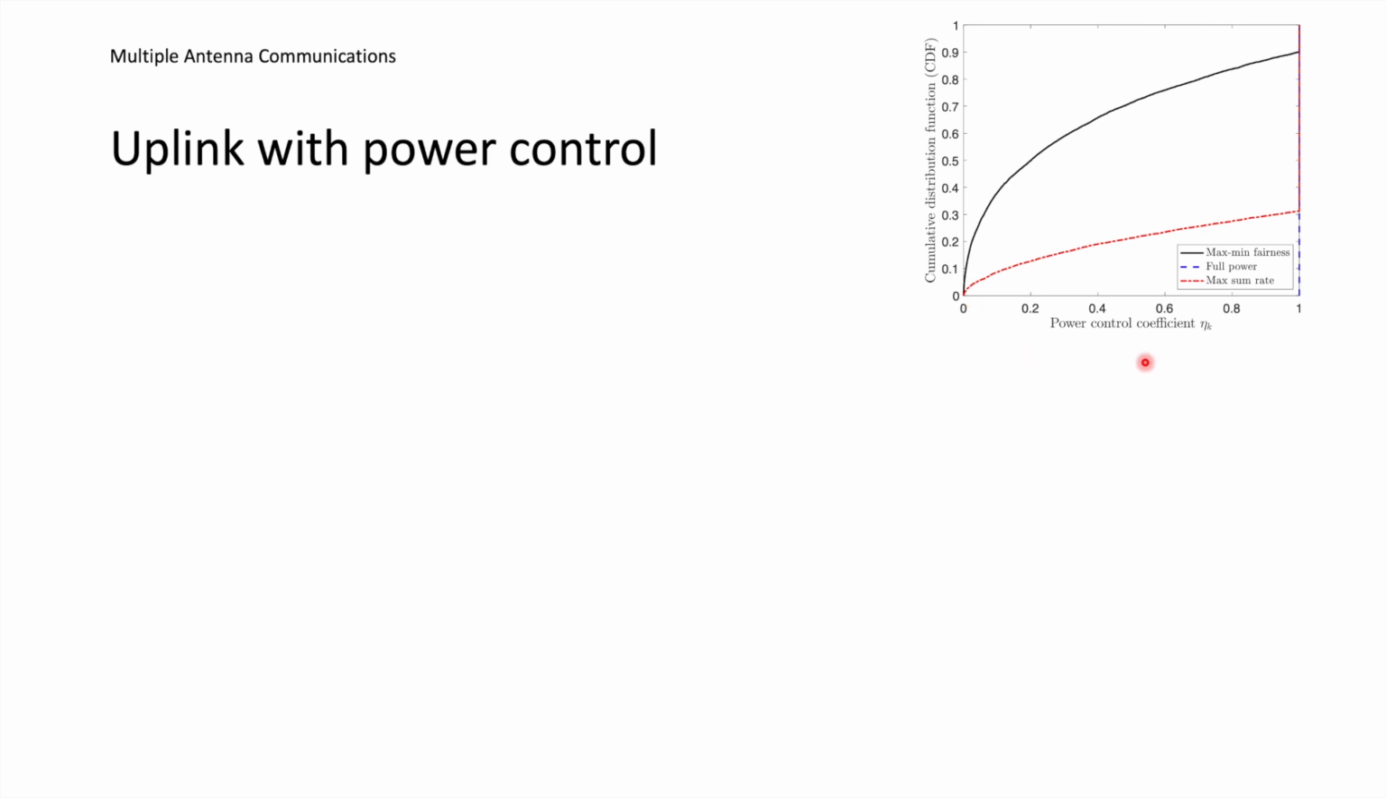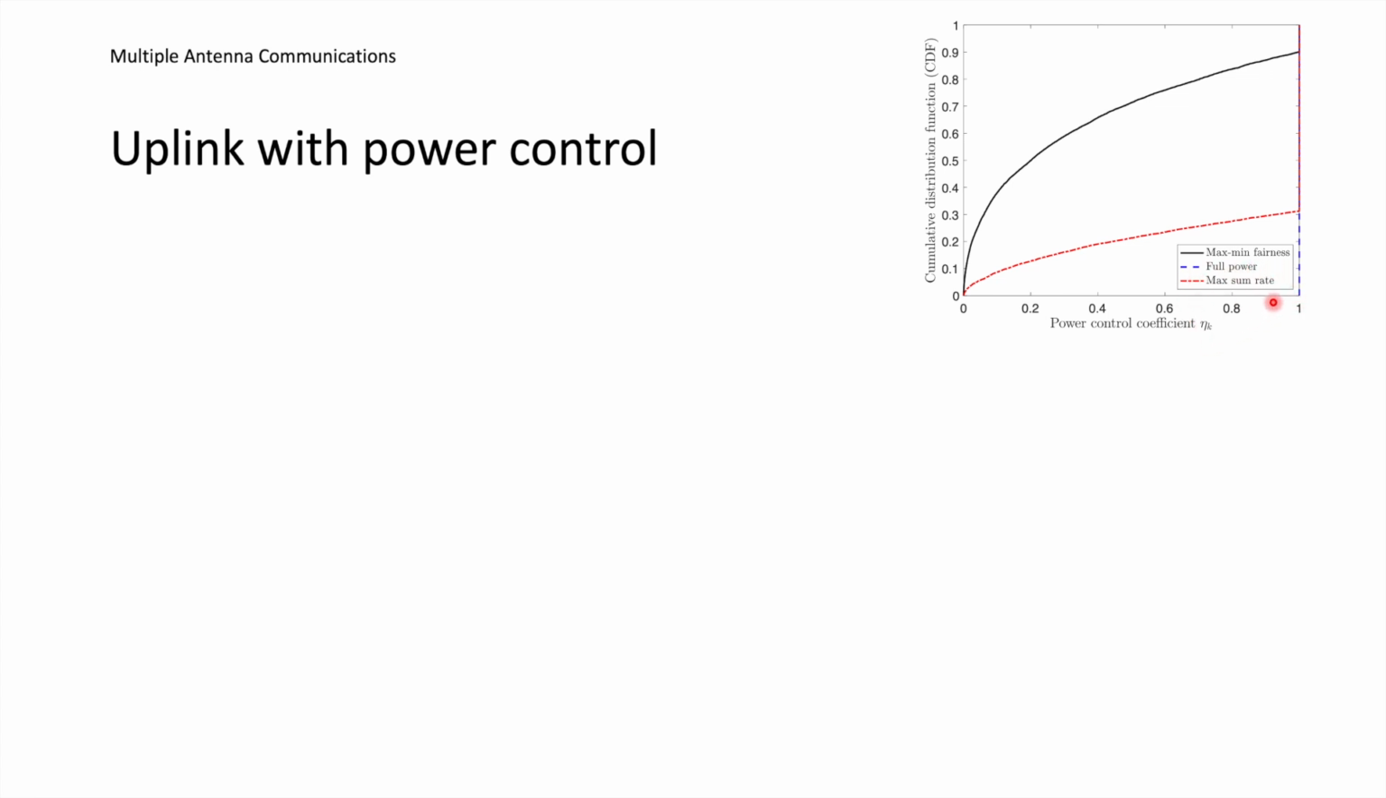Here I'm showing the power control coefficient for a randomly selected user, and on the vertical axis I have the cumulative distribution function, which is saying that as I'm dropping the users randomly in the cell, I will get different power control coefficients depending on where the user is and where the co-users are in the particular drop of the users. So we have variations like this. We can see here that if we are using full power, then all of the users are all the time using eta k equal to 1.